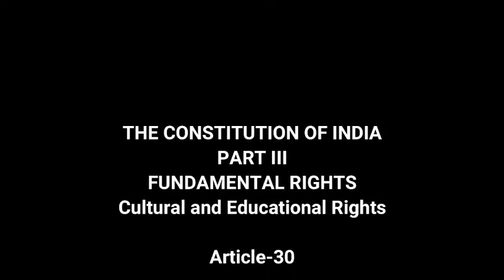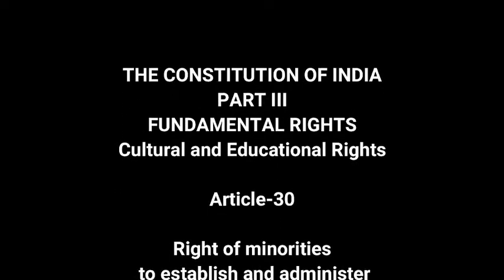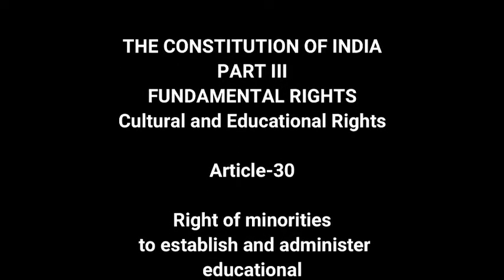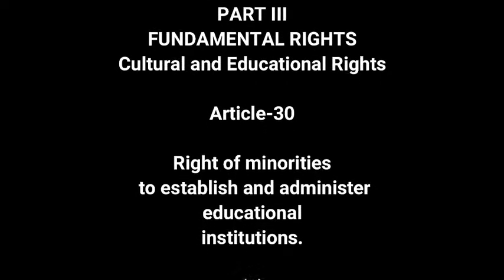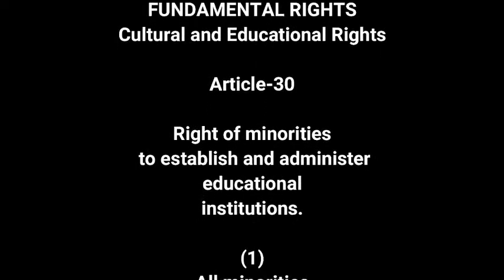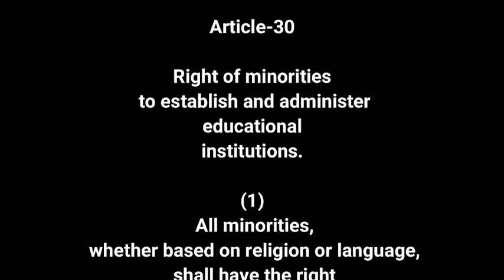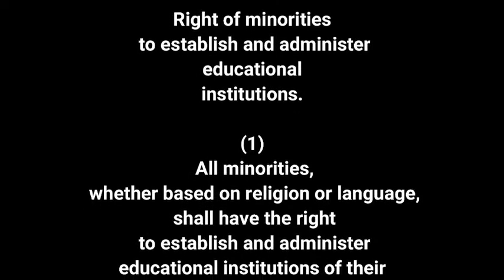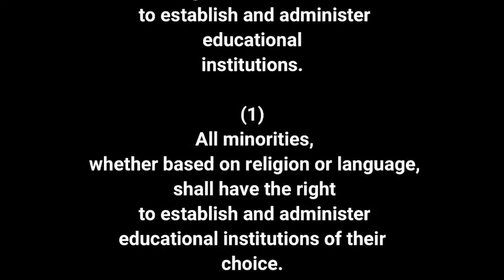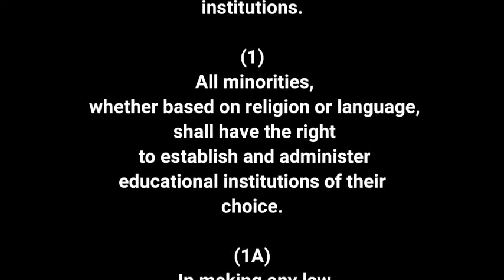The Constitution of India. Part 3. Fundamental Rights. Cultural and Educational Rights. Article 30. Right of minorities to establish and administer educational institutions. 1. All minorities, whether based on religion or language, shall have the right to establish and administer educational institutions of their choice.